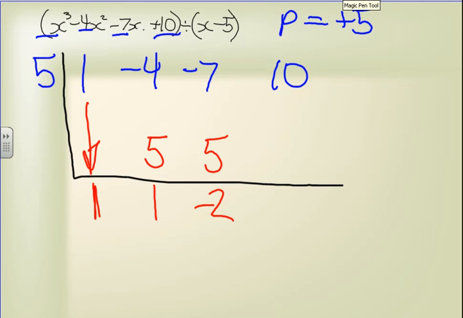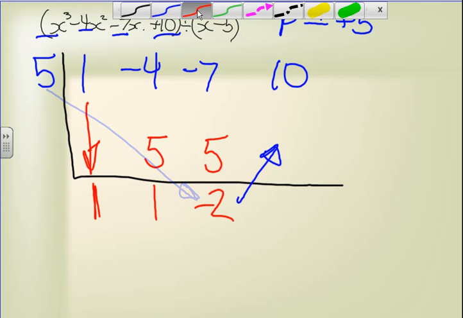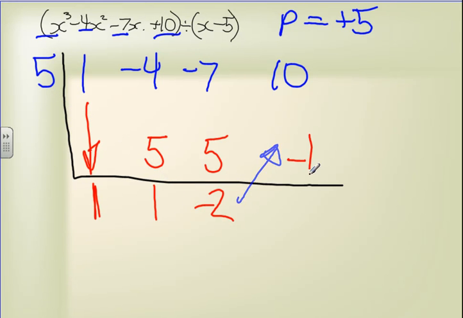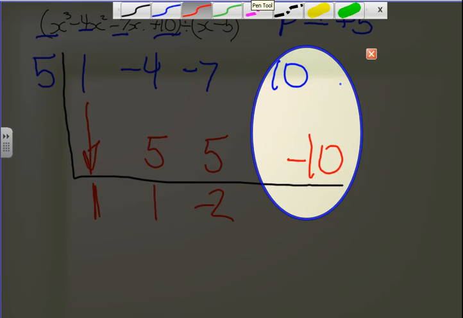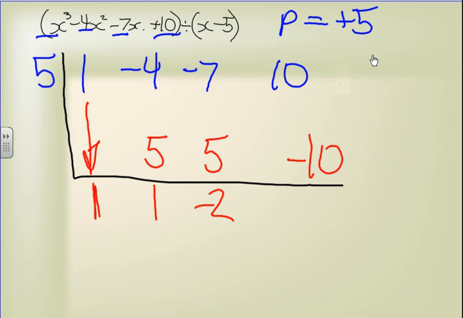Same step as last time. We'll take this 5, times it by that minus 2, put the answer up there. 5 times minus 2 is going to give me minus 10. Add these two together, 10 and minus 10, and I end up with a 0.